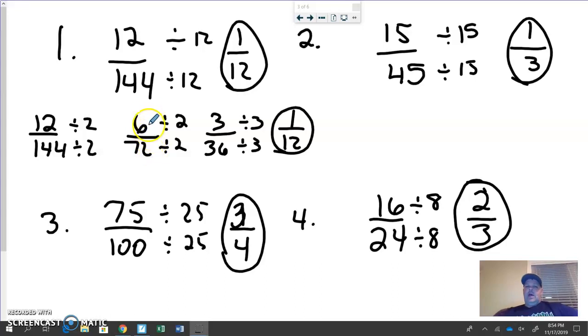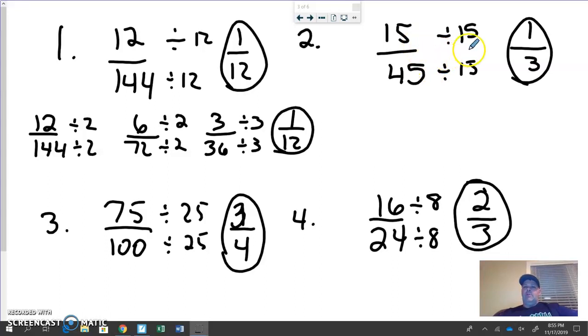6/72 when I did that. I then noticed those were even as well. I divided by 2 again. I got 3/36. I knew that I could divide both of those by 3, and we get 1/12. So as you can see, there are many ways that we can come up with simplifying fractions.